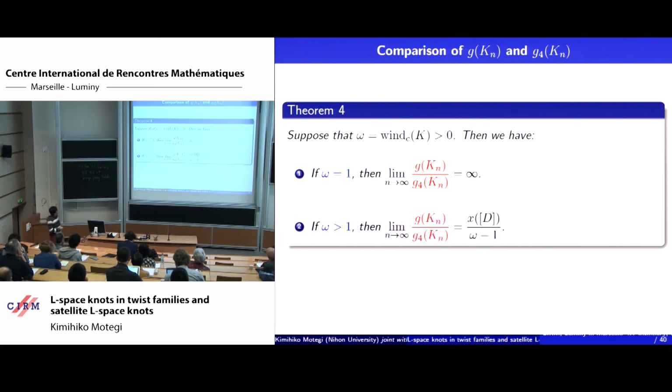And if the winding number is greater than 1, then the limit of the ratio of the Seifert genus to the slice genus is explicitly written by using the Thurston norm. Namely, the limit is the Thurston norm of D over omega minus 1. Hence, if the winding number is not 0, then the limit of the ratio is infinity when the winding number equals 1, and otherwise it is a rational number. So this gives a first result.